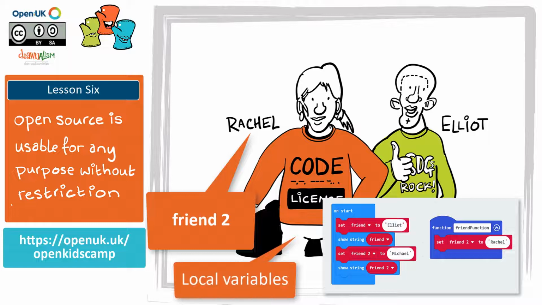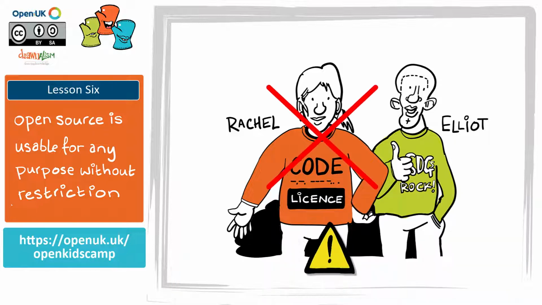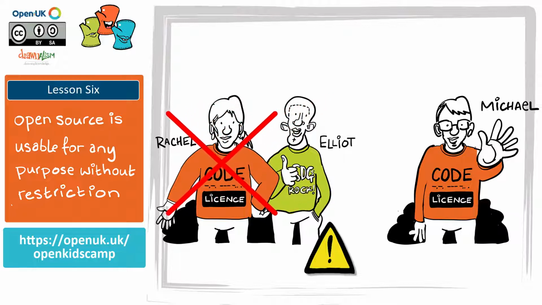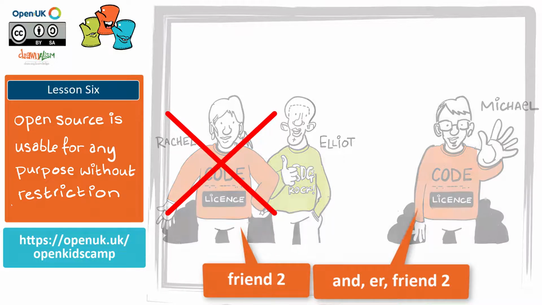This is a local variable. A local variable is one which is defined within a function. It can only be read and changed within this function. This becomes important if, sadly, Rachel and I fall out. We're no longer friends, but I have a new friend called Michael. I won't be able to change the value of friend2 from Rachel to Michael from within the main function. If I want to change the value of friend2, I have to do it within the function.